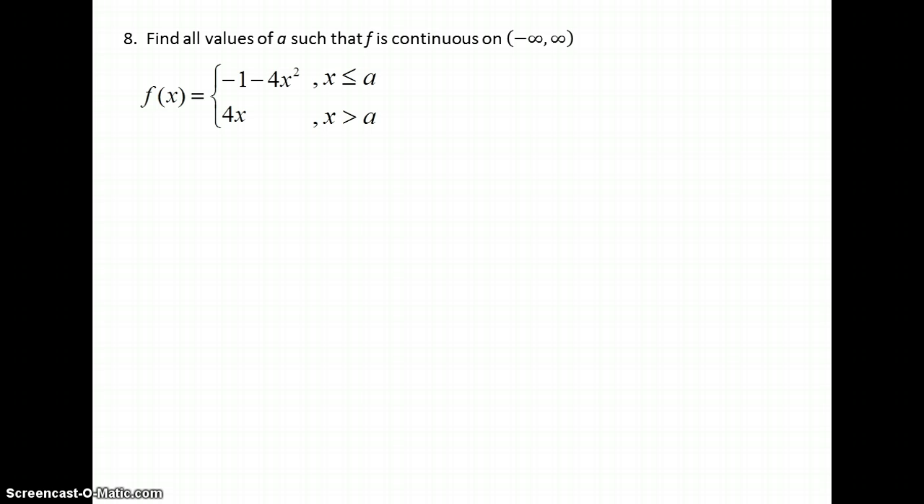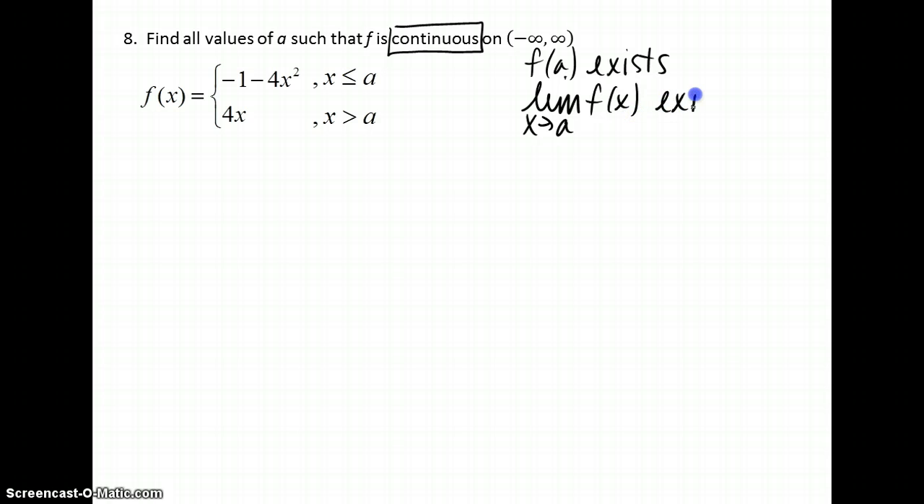Find all values of c such that the function is continuous for all real numbers. Continuity at a point. Function exists. Limit as x approaches a exists. And the last condition, that those y values are equivalent. So we'll focus on the limit because it's the piecewise function.